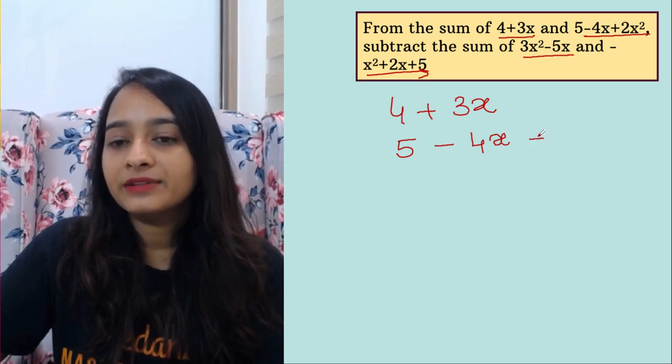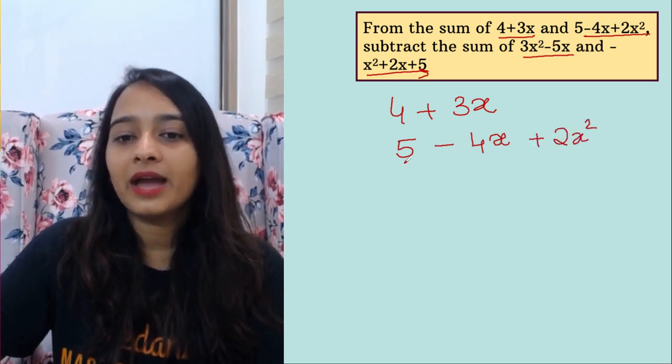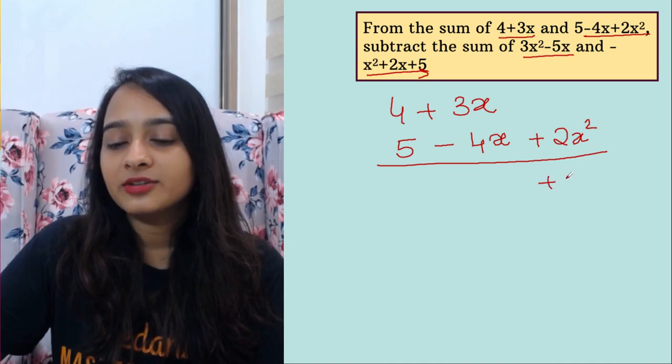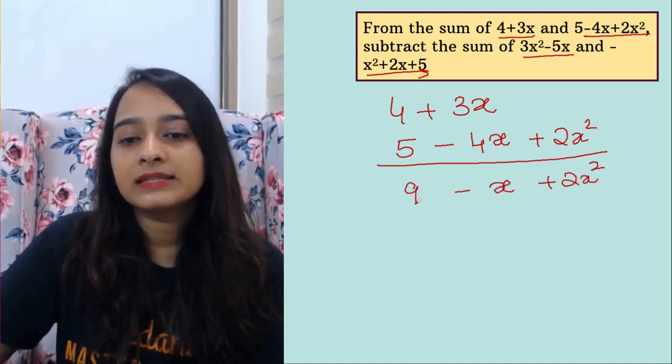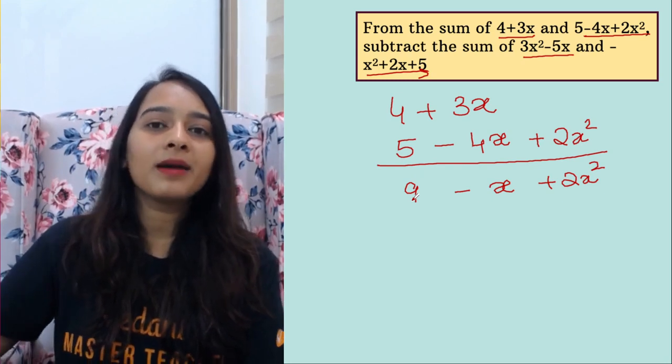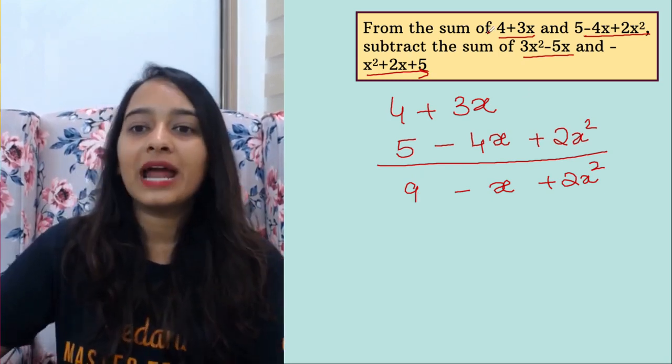Like terms one above the other. 2x square does not have anything, so you have to first add them. So this will be 2x square minus x plus 9. So you have 2x square minus x plus 9 when you are adding these two.